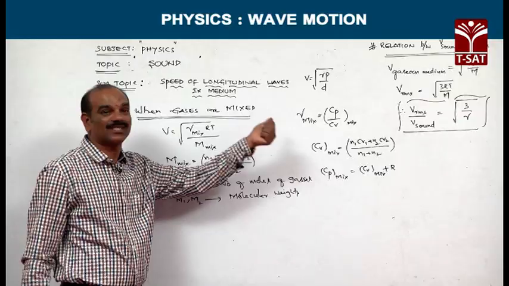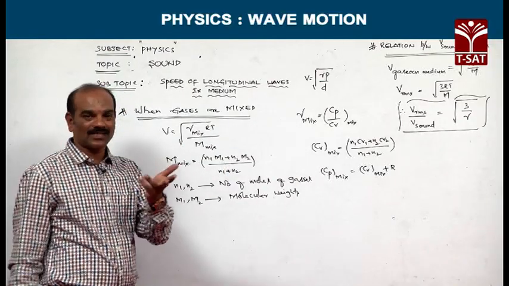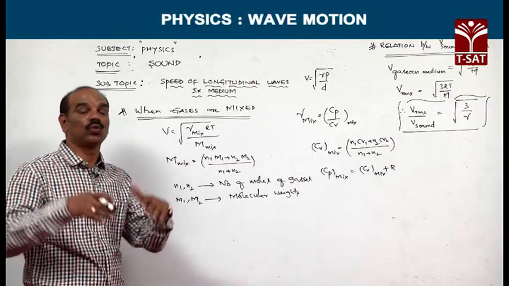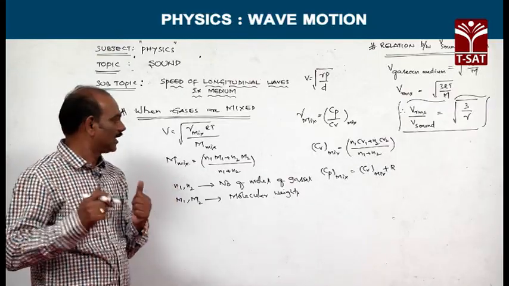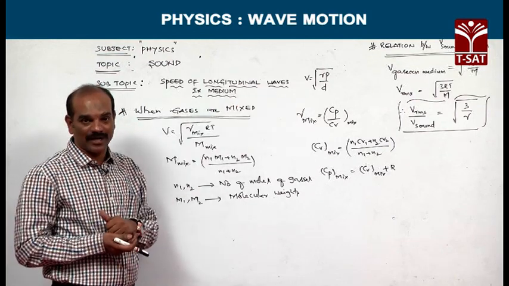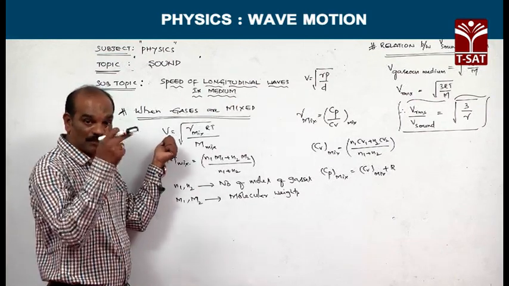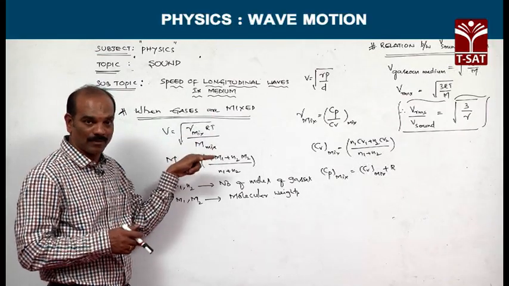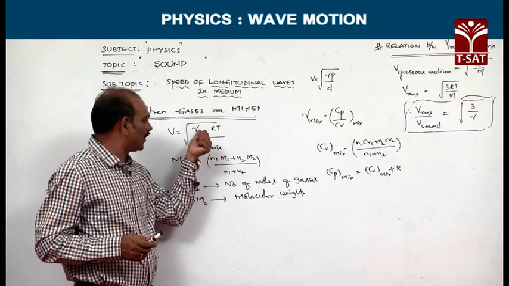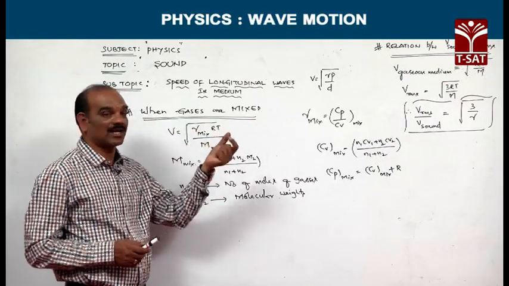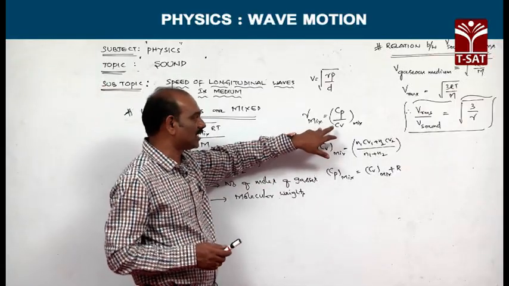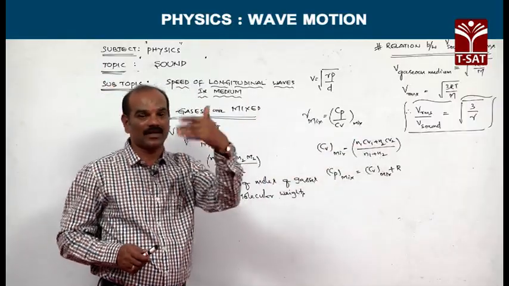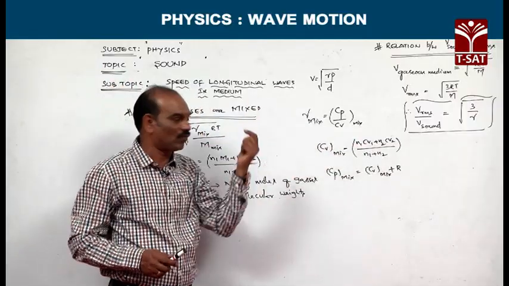When gases are mixed together, suppose two gases are mixed with N1, N2 the number of moles of the two gases whose molecular weights are M1, M2. Then we know V = √(γP/D). Now, V of the mixture is √(γRT/M), with γ replaced by γ mixture and M by M mixture. Here γ is the ratio of the two specific heats, so γ mixture means Cp mixture by Cv mixture. Cp is the specific heat of a gas at constant pressure and Cv is at constant volume.